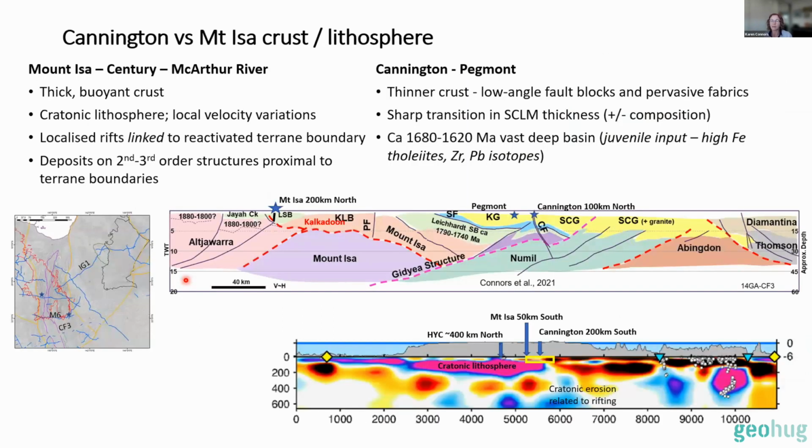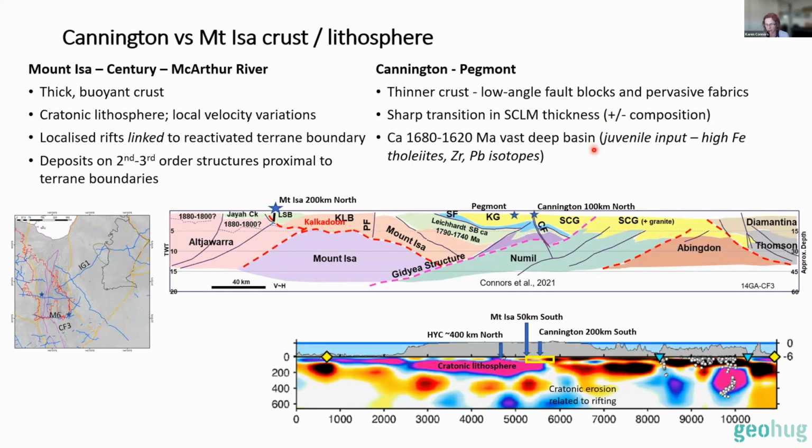Now, Mount Isa versus Cannington, pardon me, we have the thick buoyant crust, a clear cratonic lithosphere beneath Mount Isa, with smaller rifts that are probably linked to those terrain boundaries and the deposits forming on second or third order structures, and probably similar at McArthur River. Further east in Cannington, we have the low angle fault blocks, and we're overlying that sharp transition in the subcontinental lithospheric mantle. And that will dominantly relate to thickness, but there may be a composition factor in there as well.